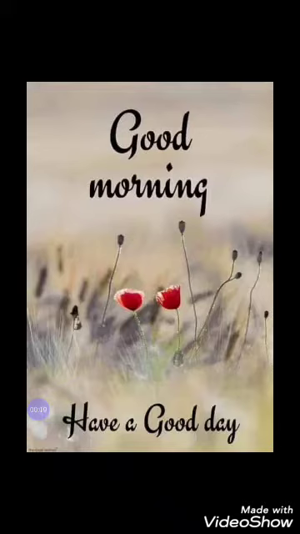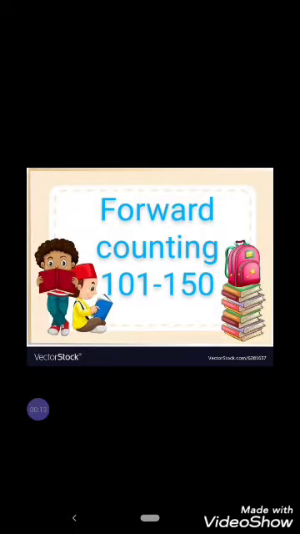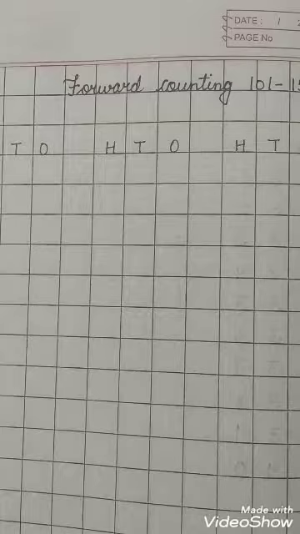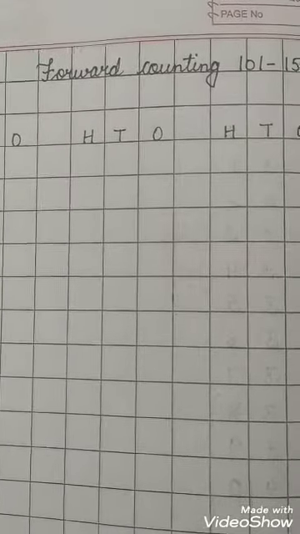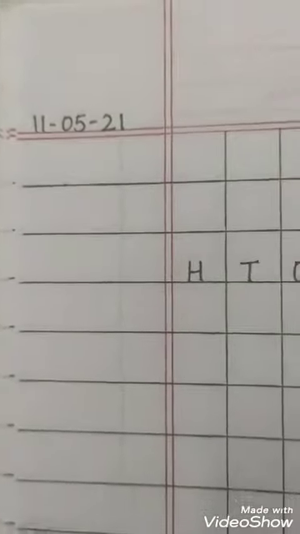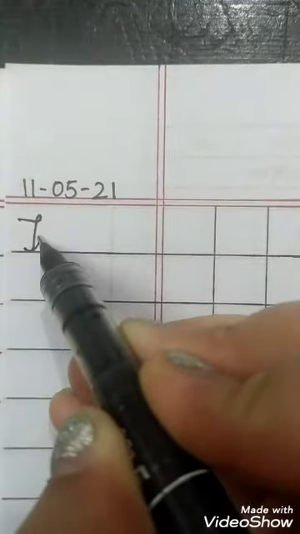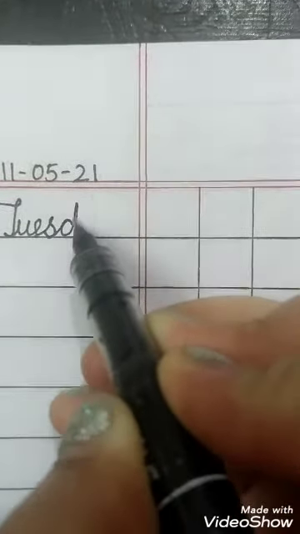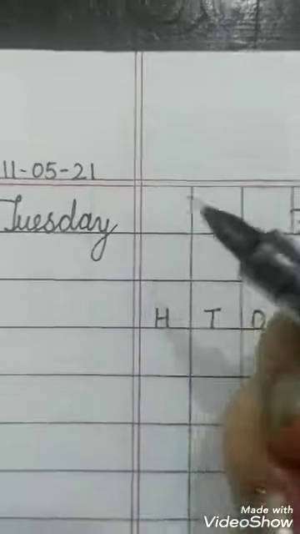Today we are going to learn forward counting 101 to 150. Yes, students, let's start our topic. Forward counting 101 to 150. Let's start by writing the date on the top left corner like this, and the day also. What is the day today? Tuesday. Yes, give the heading: forward counting 101 to 150.